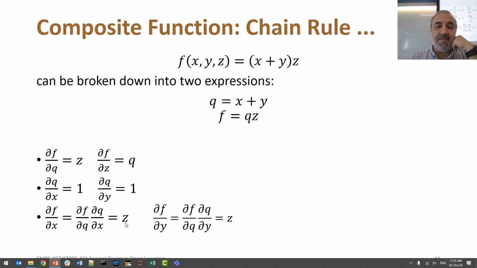Okay, same with y. df by dy is df by dq times dq by dy, which is z. Also df by dz is q, which is x plus y.